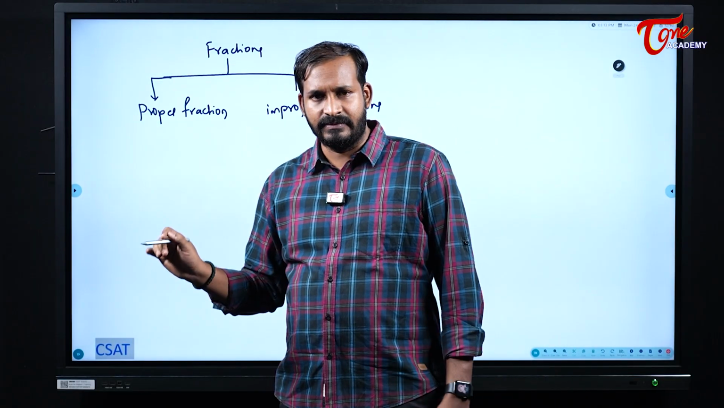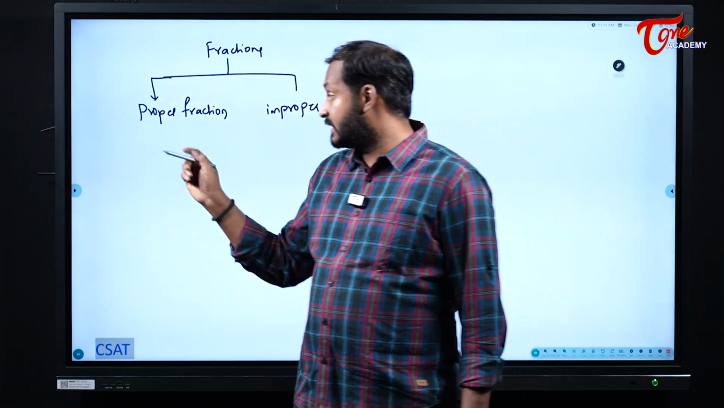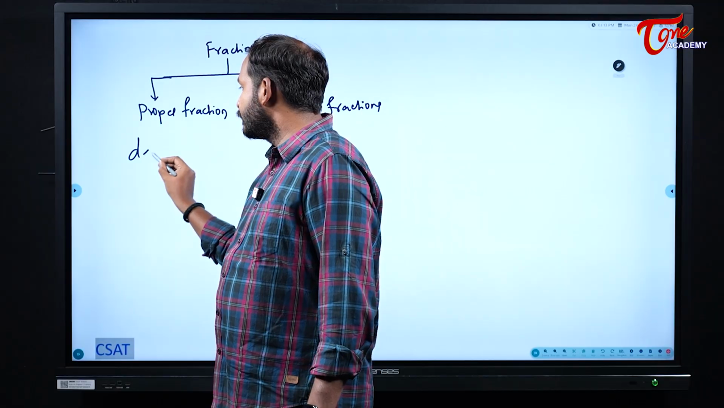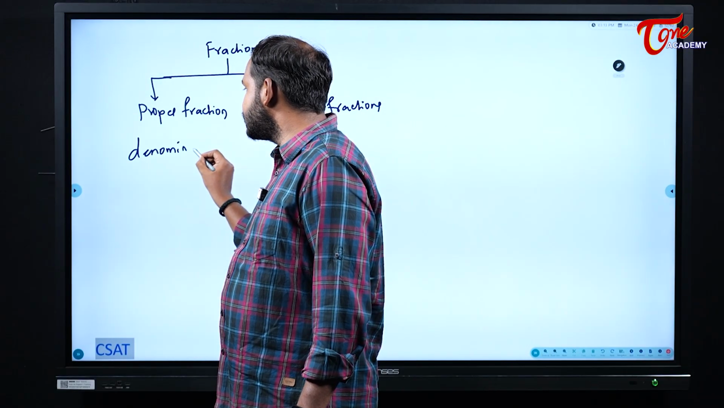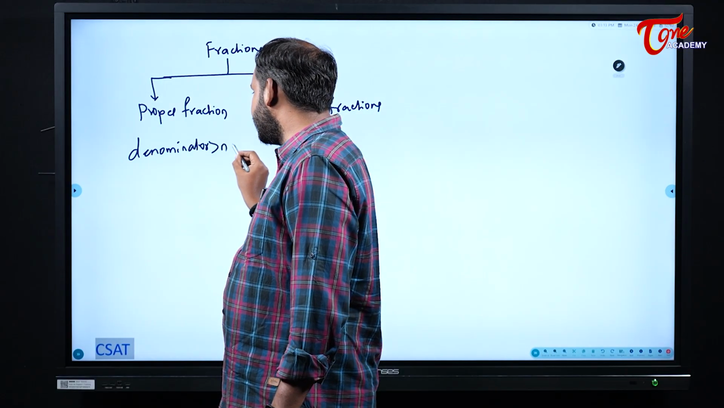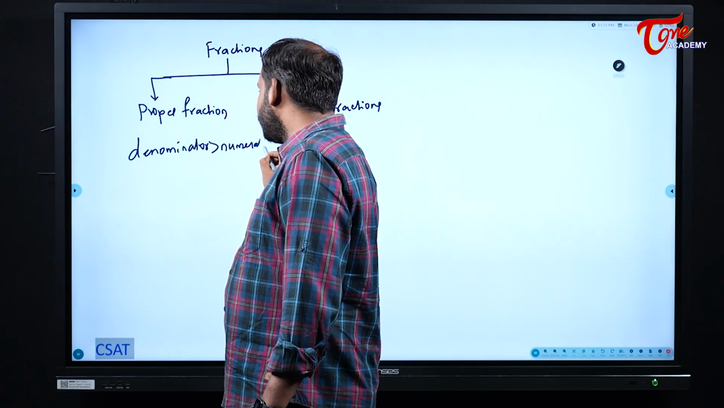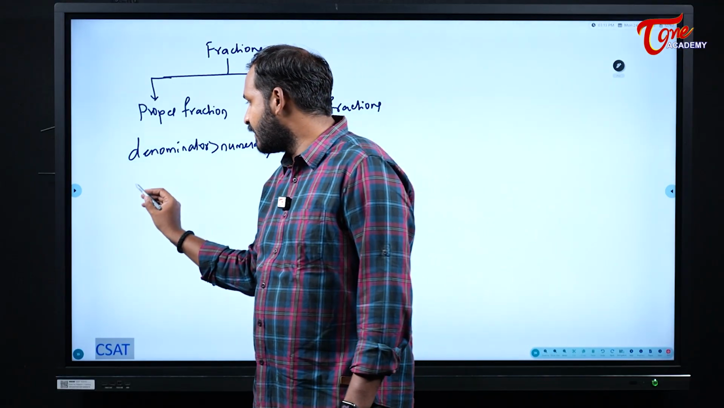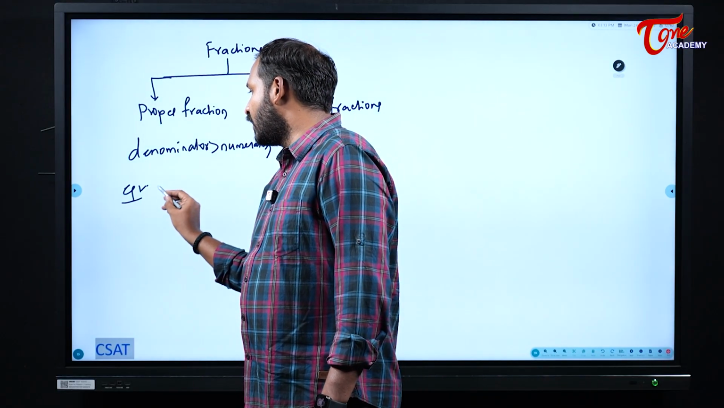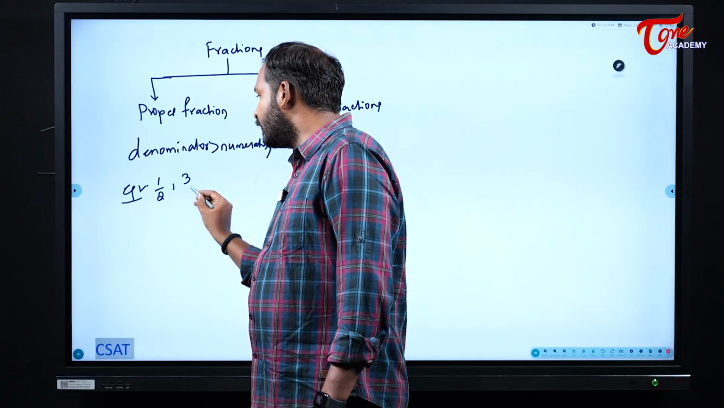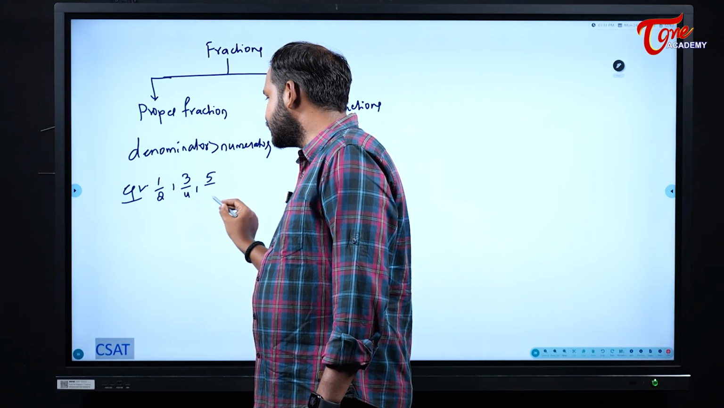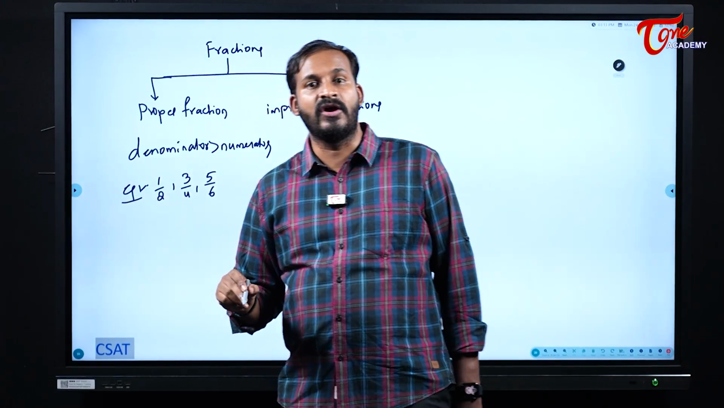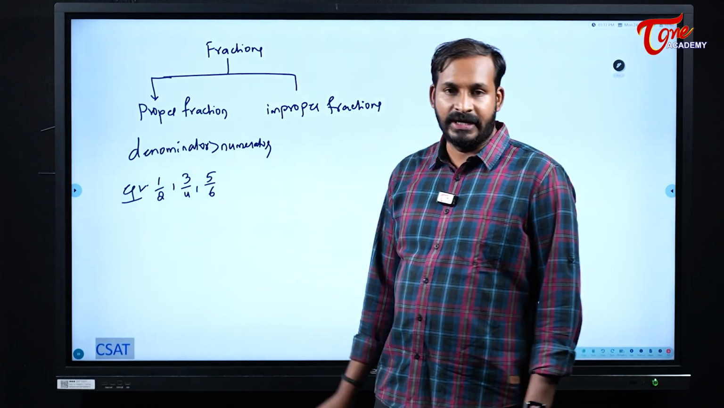Now proper fraction means if the denominator is greater than the numerator, we call that a proper fraction. Examples for this are 1/2, 3/4, 5/6. If you observe carefully, in all these cases the denominator is greater than the numerator.